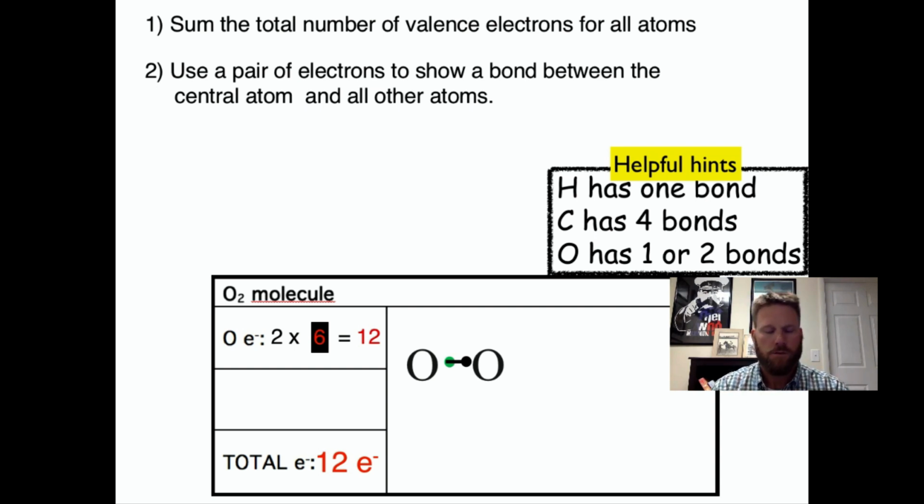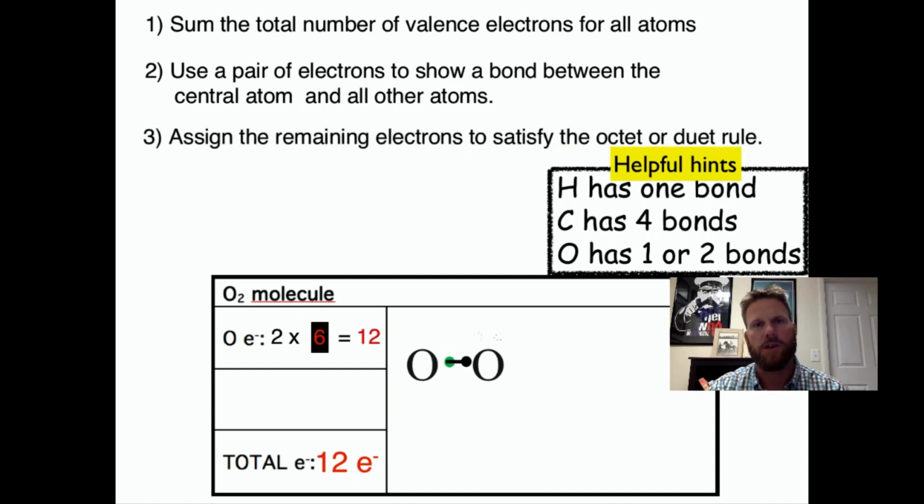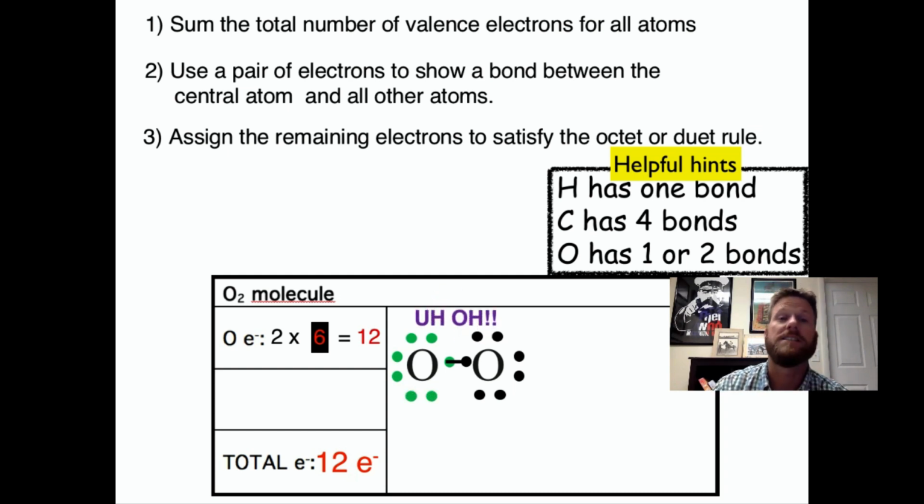If we look at this, we're like, oh, okay, each oxygen has 2 electrons right now, so each oxygen needs 6 more electrons. So let me just assign the rest of the electrons and give each oxygen atom 6 more electrons. And if you do that and you actually check your work, you're going to find out you've done something wrong because you've assigned 14 electrons.